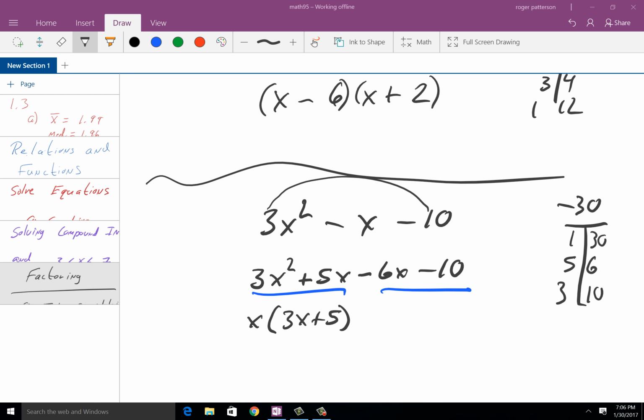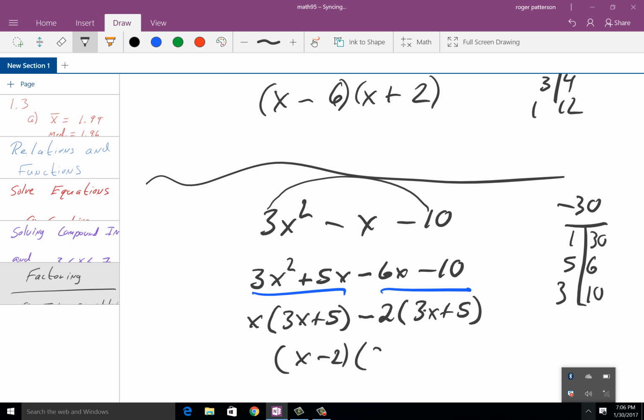Can't you switch them? Yeah, you can. Doesn't make a difference. We do the 3 and the 6. Yeah, you can do it that way. What do we want to take out of this one? 2. Make sure you take a negative, though. So x minus 2 and 3x plus 5 is the answer, correct? Yeah. Okay. That is the AC method.